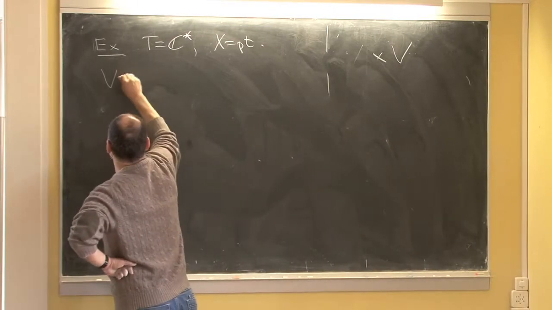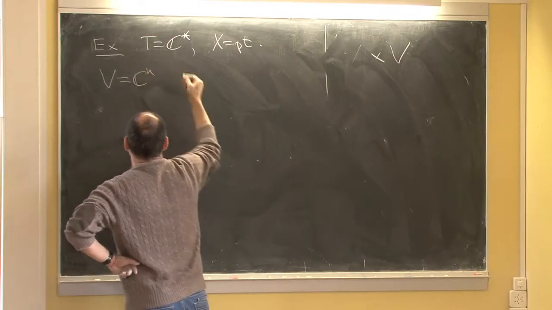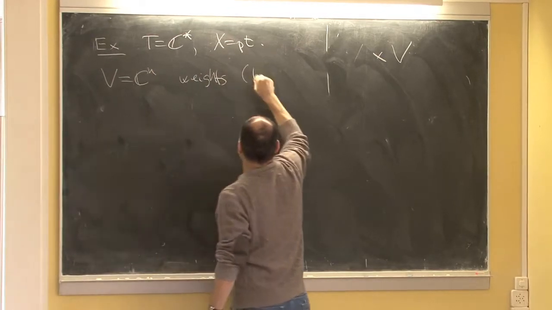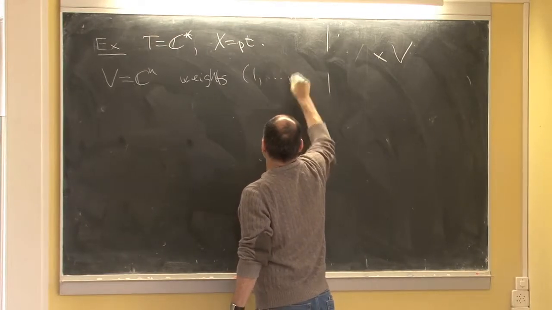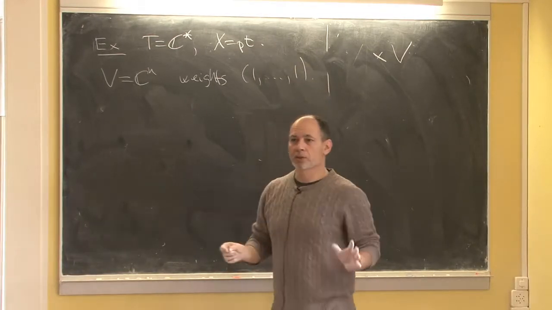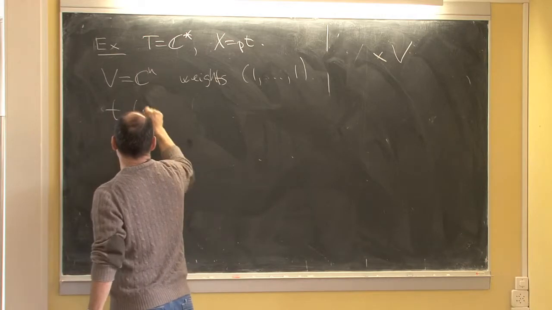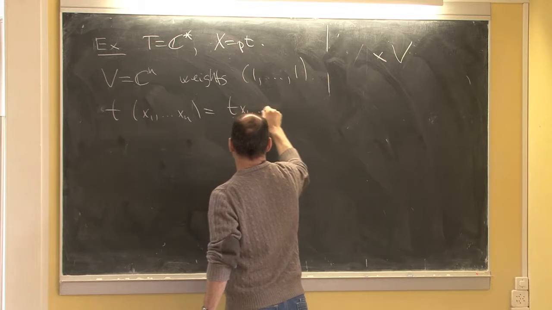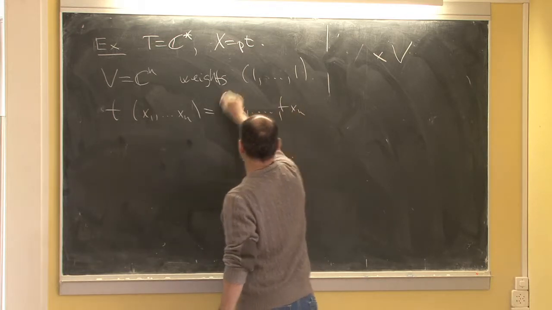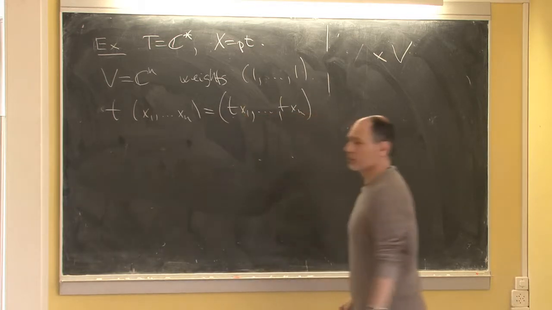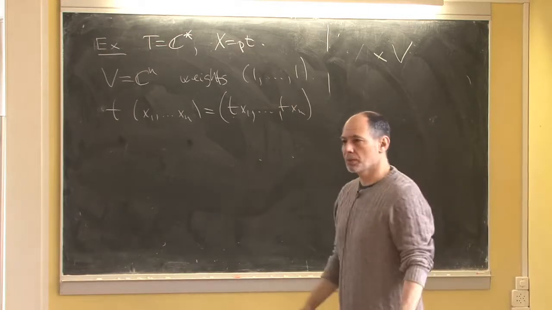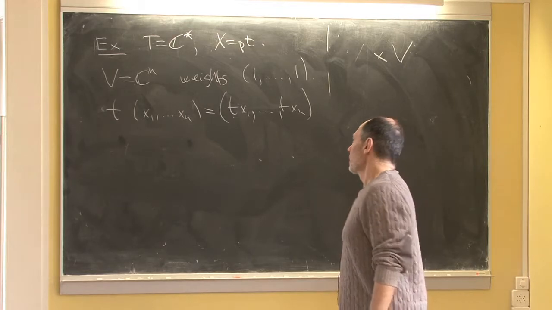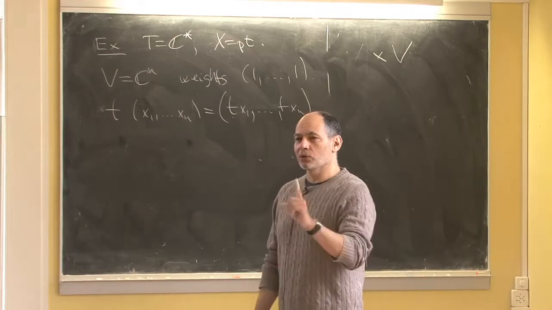So here I'll just choose V to be just C^n, and I'll choose the weights to be just 1, 1, right? So that means that t acting on (x1, ..., xn) is just going to equal (t x1, ..., t xn). Right, so this fits into what I was doing at the beginning, but with all those a_i now just equal to 1. Okay? So first of all, now let's find our U.